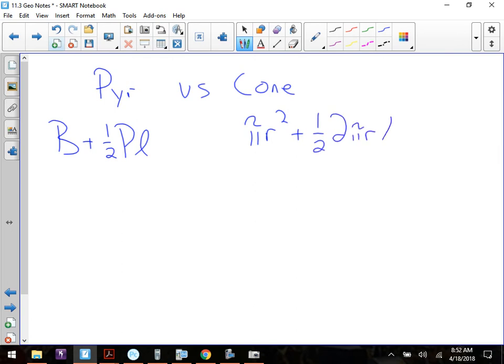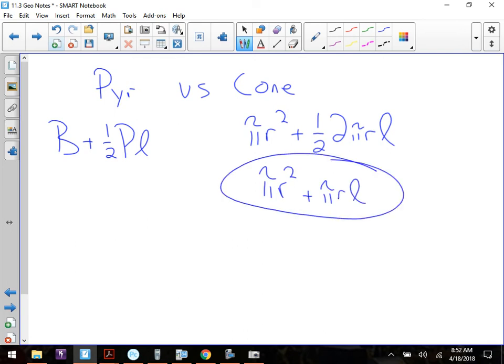And again, we have a slant height. Well, what's half of 2? 1. So they don't write it that way. They write it as this: pi r squared plus pi r l. That's how you find the surface area of the cone. That's what it meant on your formula sheet.